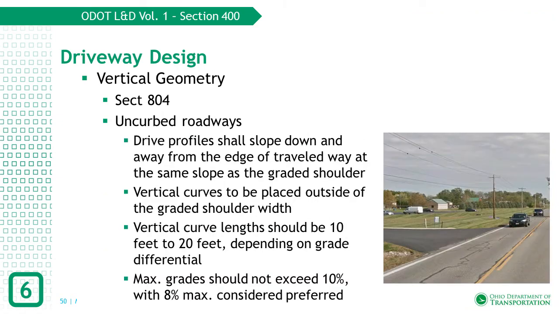Section 804.1 in the L&D Volume 1 provides guidance for driveway profiles on uncurbed roadways. These are assumed to be along roadways without sidewalk or tree lawns, so the drive profiles are intended to provide a gradual transition from the roadway to the driveway vertical alignment. This means using vertical curves placed outside the graded shoulder width to transition grades and avoid maximum grades exceeding 10%, 8% maximum grade are preferred.